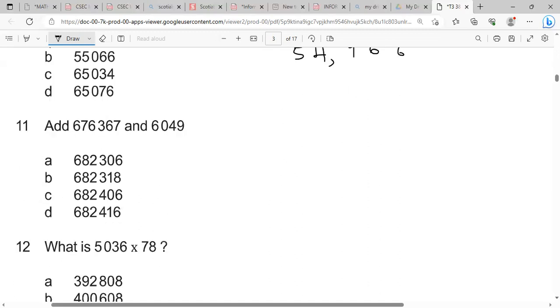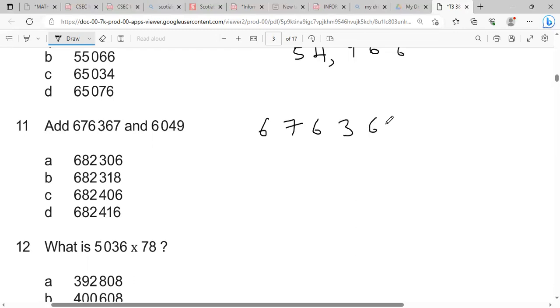It says add 676,367 and 6,049. All right, you guys finished? If you're not finished, you need to work on your speed, guys. It's not hard. Come on, come on. We can do this. Let's go.